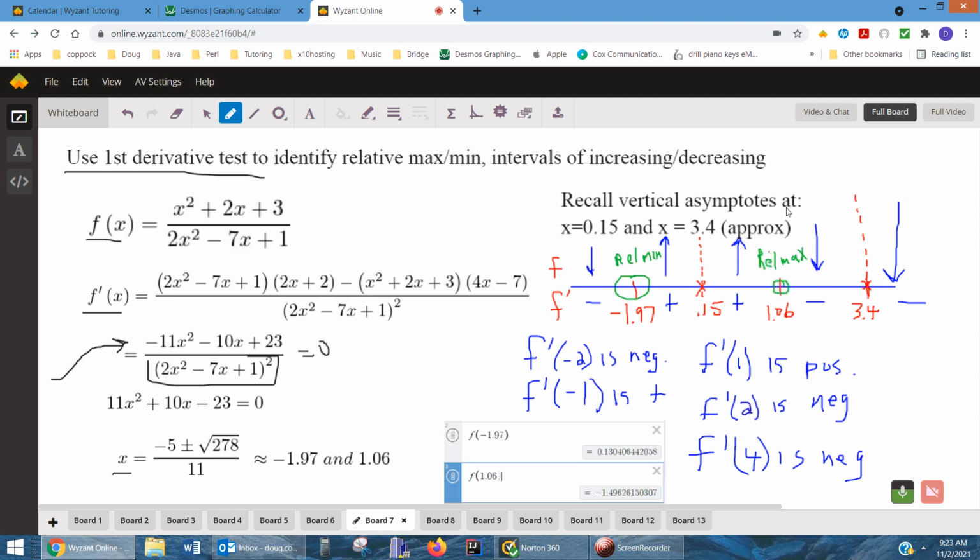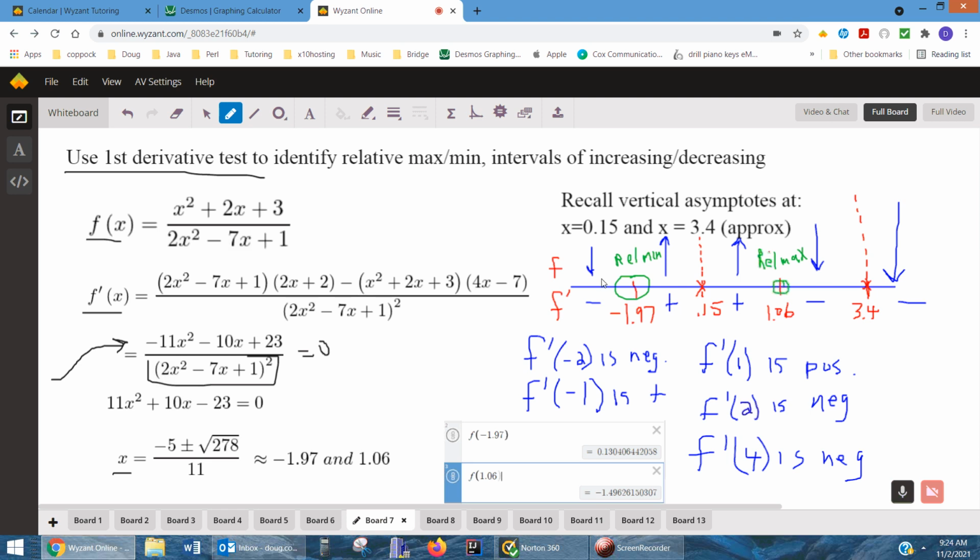Recall the vertical asymptotes that are approximately 0.15 and 0.34. It's a good idea to put the critical numbers on the number line. This is actually a first derivative test. Now here's the -1.97, here's the 1.06, and I've also put the vertical asymptotes with x's here and dashed lines to represent the vertical asymptotes.